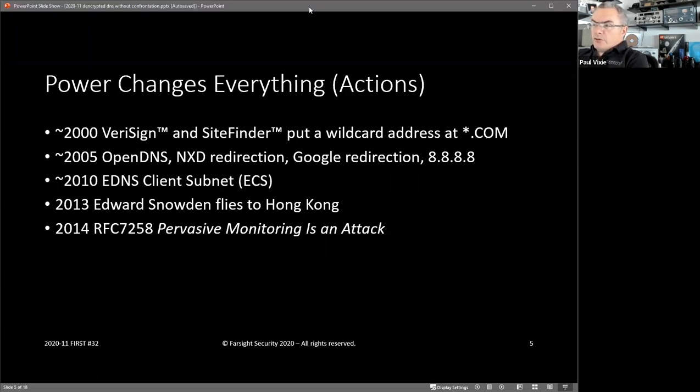That is shortly before Google created 8.8.8.8. Maybe they had it in the works. Maybe this was their response. They're not talking. Around 2010, we got something called EDNS client subnet.